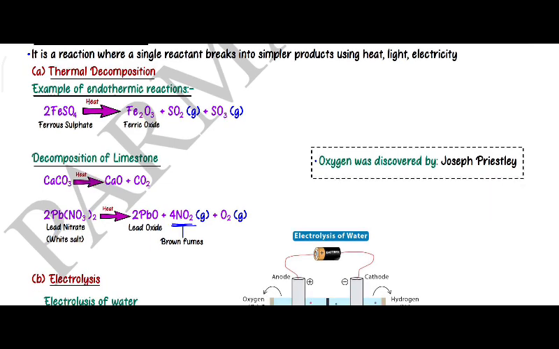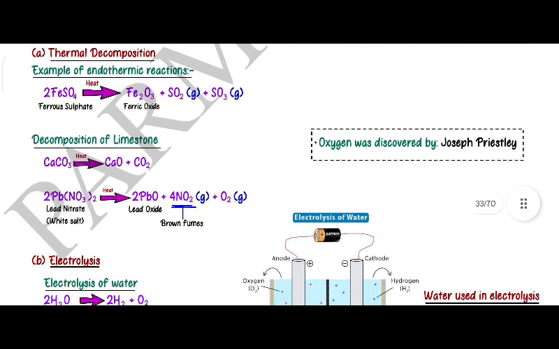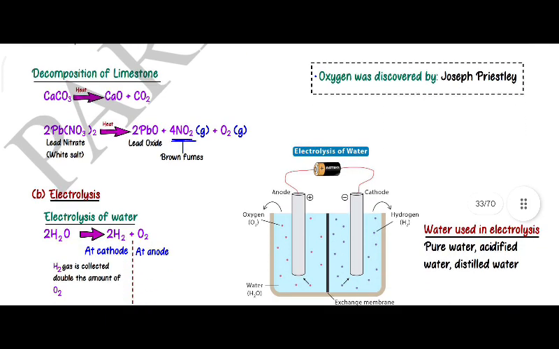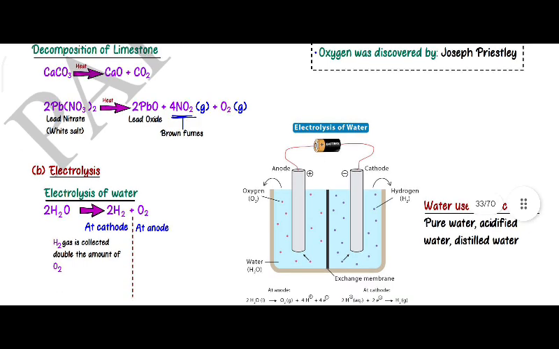2 FeSO4, ferrous sulfate, with heat gives Fe2O3, ferric oxide, plus SO2 gas plus SO3 gas. Oxygen was discovered by Joseph Priestley. Decomposition of limestone: calcium carbonate, with heat, gives calcium oxide plus carbon dioxide. Lead nitrate, a white salt, 2Pb(NO3)2, taken twice, on heating gives 2PbO, lead oxide, plus 4NO2, brown fumes, nitrogen dioxide gas, plus oxygen gas.